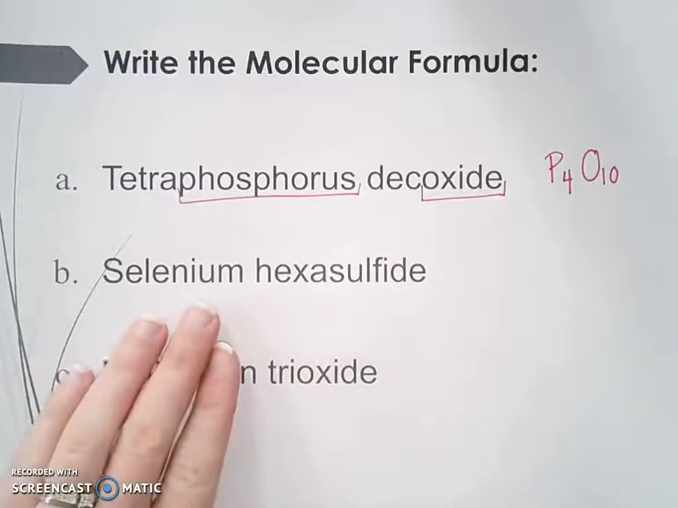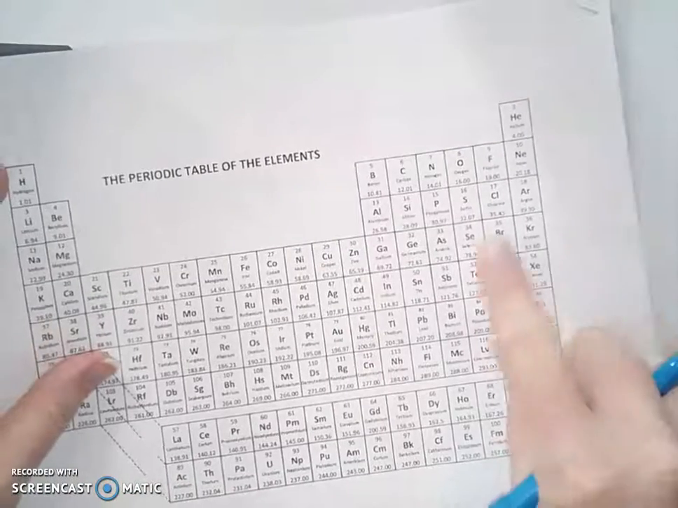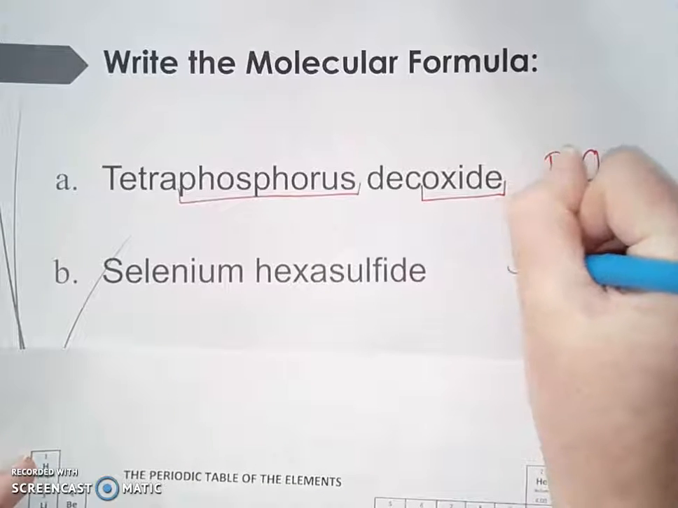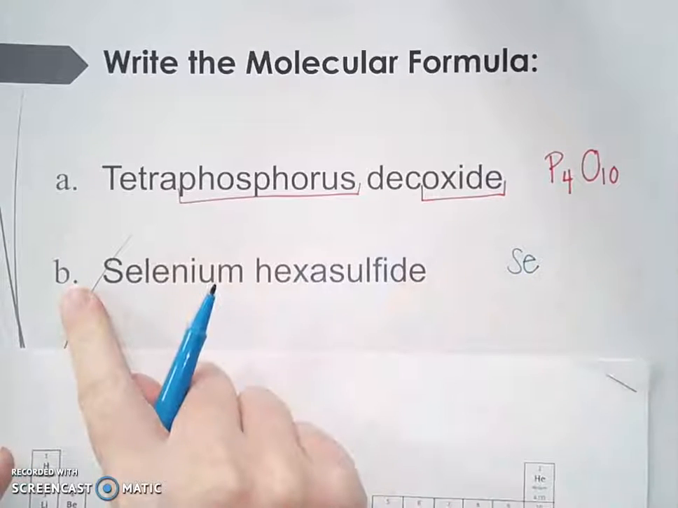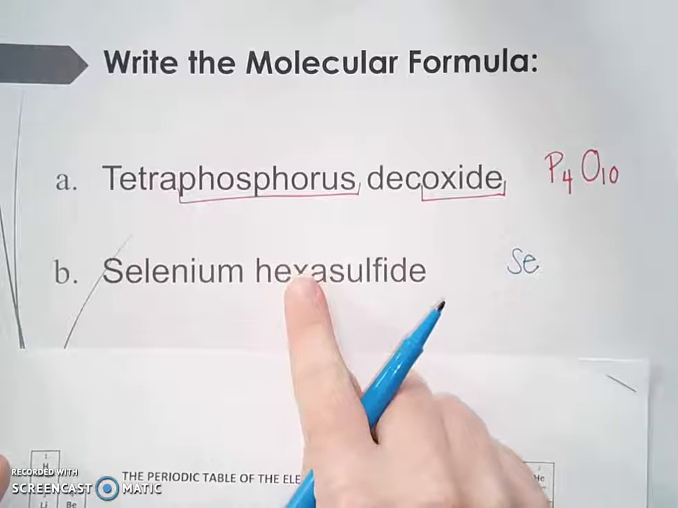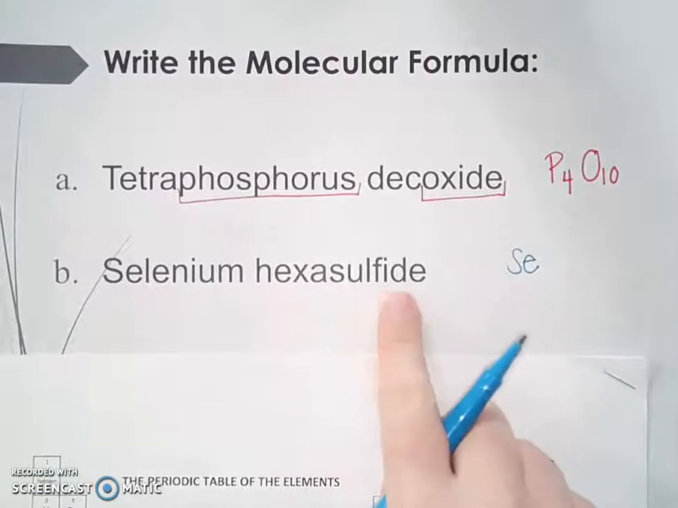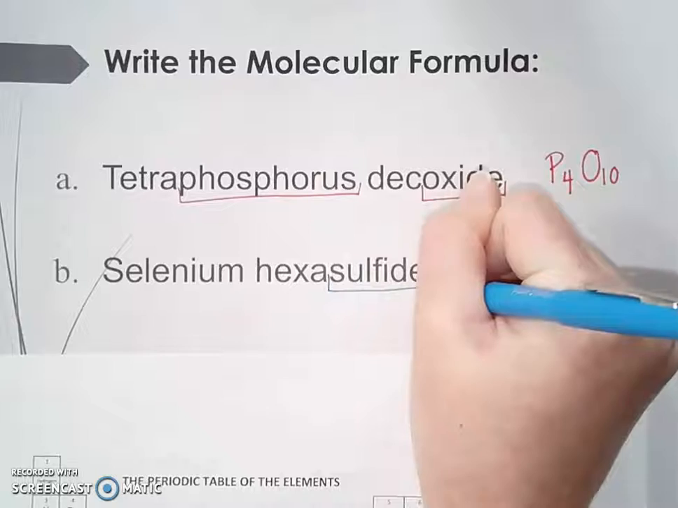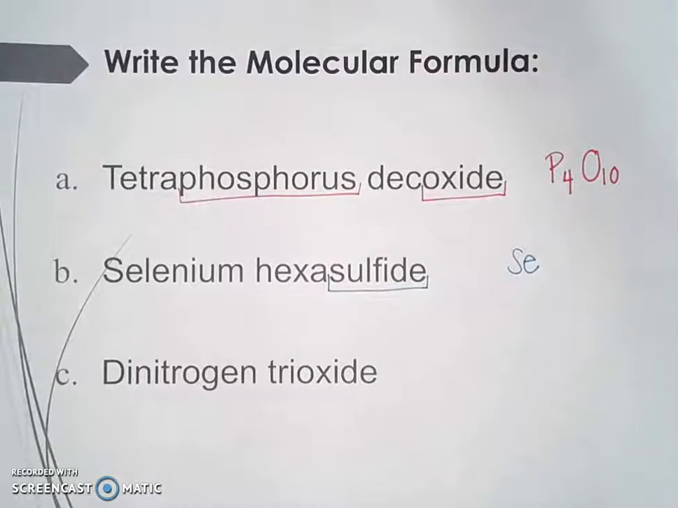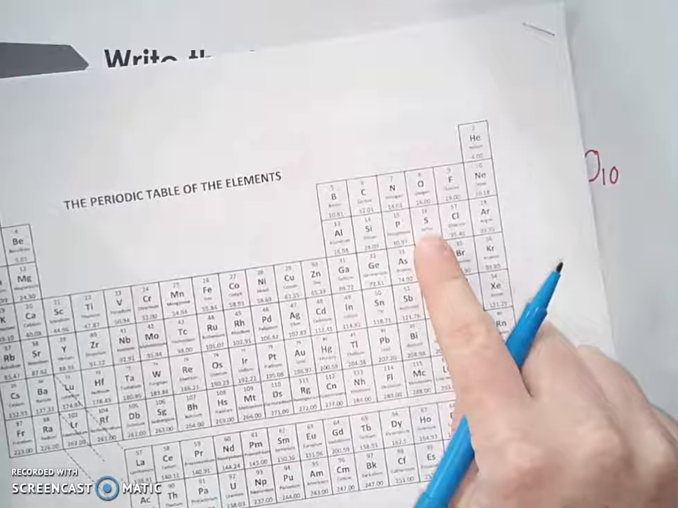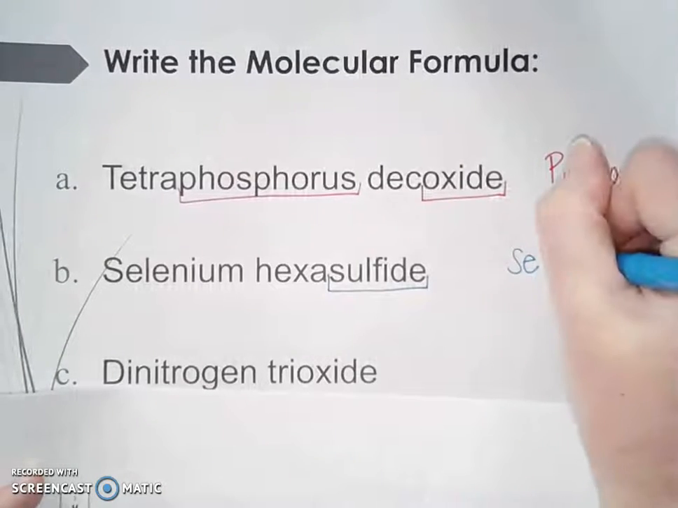So selenium, when I find it on the periodic table, is right here, and it's the letters Se. And there's no prefix in front of selenium. So remember, if there's no prefix, that means that there would be 1. Because the other one has a prefix, that's why I'm looking for prefixes to tell me how many there are. So sulfide would be what I would be looking for for my next element. And I can't find a sulfide on my periodic table, but I can find a sulfur. And remember, we would change that ending, so it's going to be sulfur.